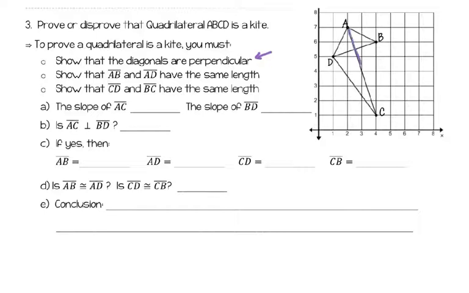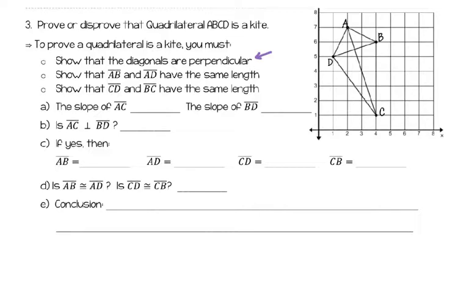So I'm going to have to look at the slope of AC and DB, and see if they're perpendicular. And then I'm going to have to show that AD is the same length as AB. I'm also going to have to show that DC is the same length as BC. So I've got more to do. Now, if one of those things turns out to not be true, then it's not a kite, and I don't have to worry about the rest. If I show that these two are not perpendicular, I don't even have to worry about the rest of it because it's not going to be a kite. So let's see what we've got.